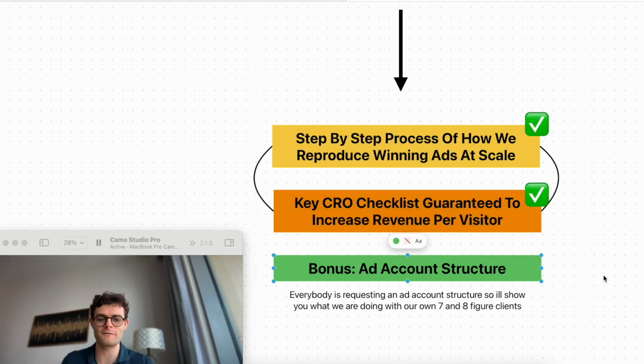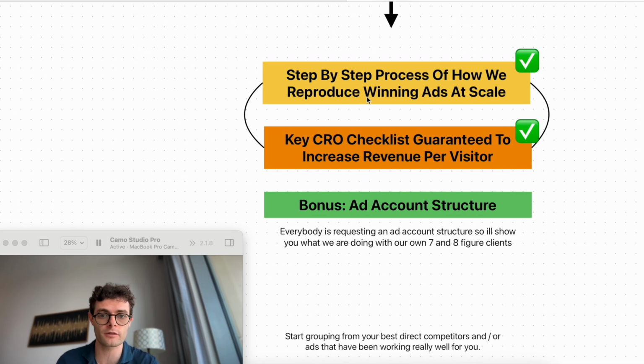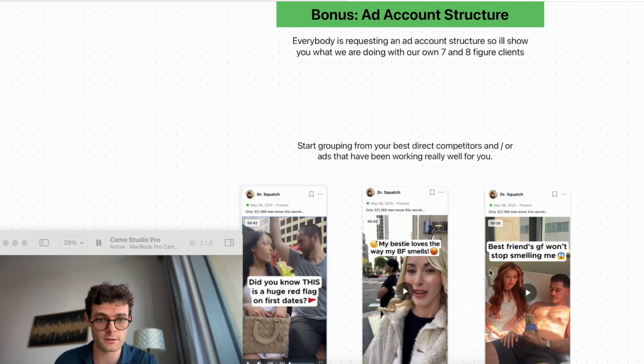As a bonus, because everybody is requesting an ad account structure, I'll show you inside of one of our own random 7 or 8-figure clients the structure that we're using that is working well for us. And then I'm going to explain the motivating factors behind it. So let's start with number one. Let's talk about creatives first, okay?